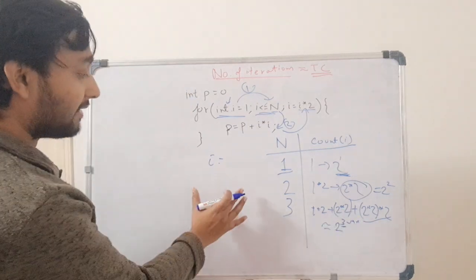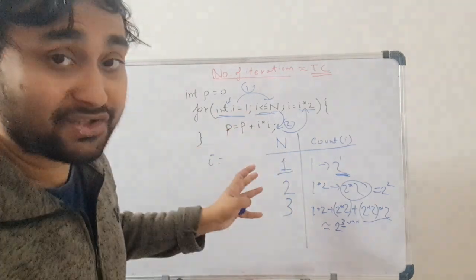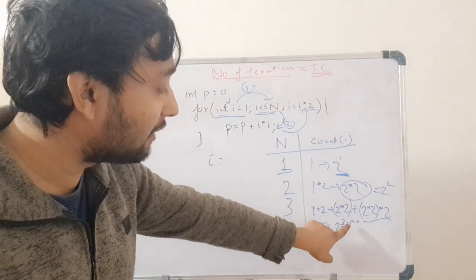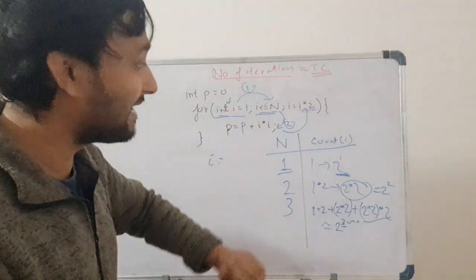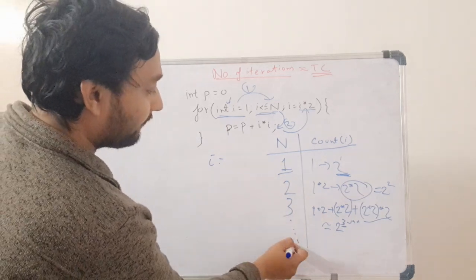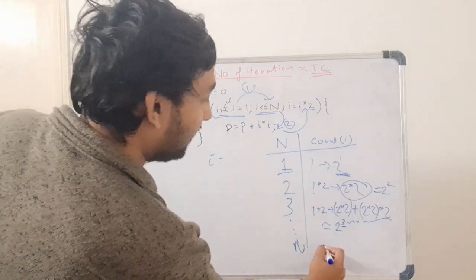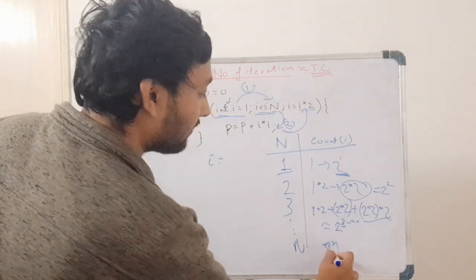Now I am writing here the actual scenario, the actual number of iterations where it will go. So we have to find the value of this n, to find the number of iterations. If I consider it here, it will go till n. If it goes till n here, then it will go till 2 to the power n. Are you agreeing with this?